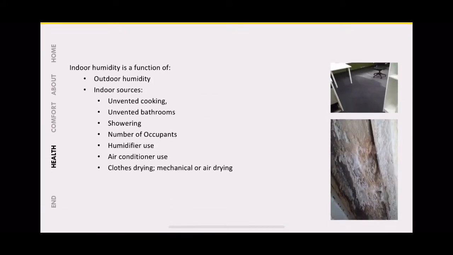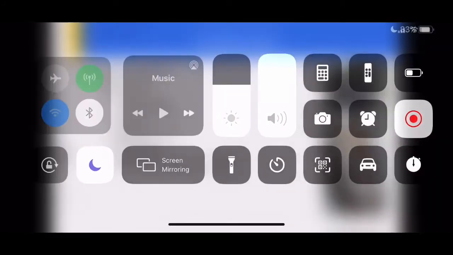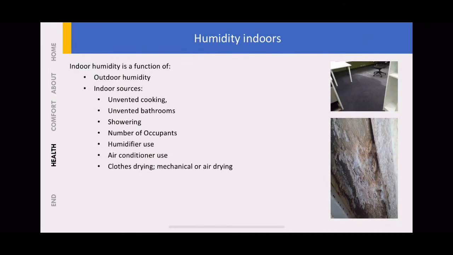Now we will talk about the health condition aspects of thermal comfort. Alright, in this aspect we will look at the health of occupants inside the conditioned space. Humidity indoors is our first aspect. Indoor humidity is a function of outdoor humidity. Indoor sources: unvented cooking, unvented bathroom, showering. How many occupants inside the room? Do you use a humidifier? Do you use an air conditioning system? Do you have clothes drying inside the room, either mechanical or air drying?